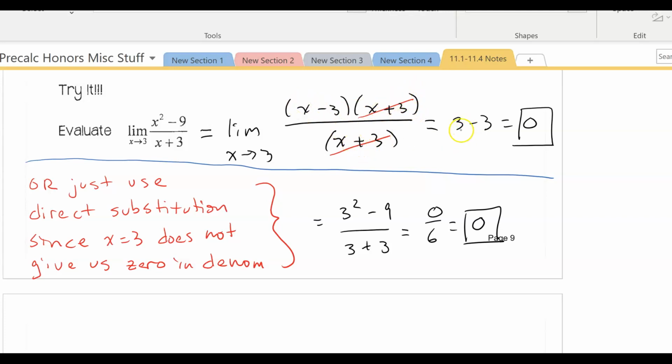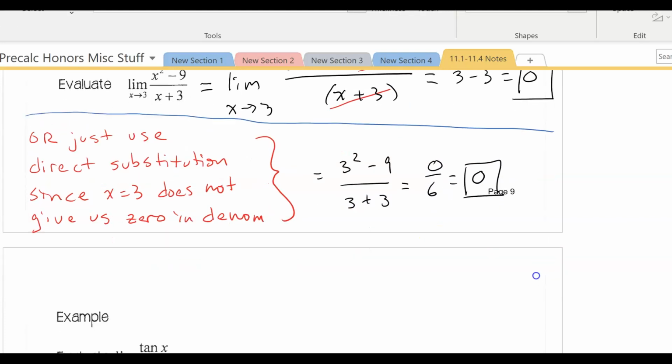Then we go ahead and substitute in 3, and we get 3 minus 3 is 0. So this technique is fine, even though we can just use direct substitution, since substituting in 3 doesn't give us 0 in the denominator. And if we do it that way, it looks like this. We have 3 squared minus 9 over 3 plus 3, which is 0 over 6, which is just 0.